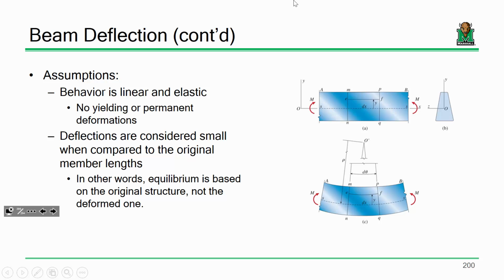I would prefer dealing with linear elastic behavior as opposed to yielding when I can help it, from an analysis standpoint. It's easier to deal with. Another assumption that we're going to make is that deflections are small. Now, that might not make a whole lot of sense. What do you mean deflections are small? The easiest way I can describe that is to present you the following example.